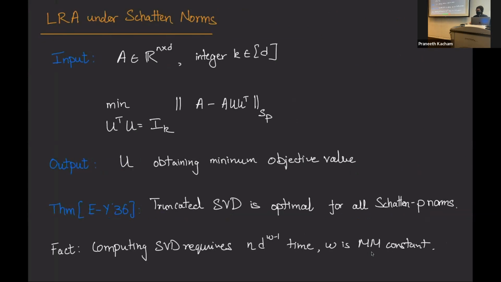Okay, so let me summarize what we saw so far. We have this optimization problem, it's non-convex. We'd like to find this rank k projection matrix. The truncated singular value decomposition is the optimal solution to this problem. But unfortunately, computing the singular value decomposition requires n times d to the omega minus 1 time, where omega is the matrix multiplication constant. So for, let's say, a square matrix, this requires n to the omega time, which could be quite slow. And what we'll be interested in is to solve this optimization problem much more efficiently.